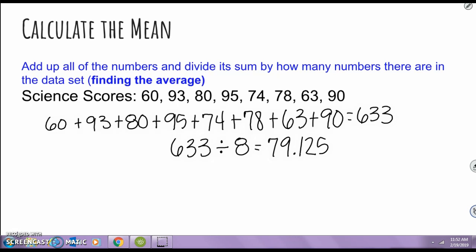We are going to round to the tenths place value. 1 is in our tenths place value, so we look at the 2 behind it. The 2 will keep the number as it is, so our mean is 79 and 1/10.